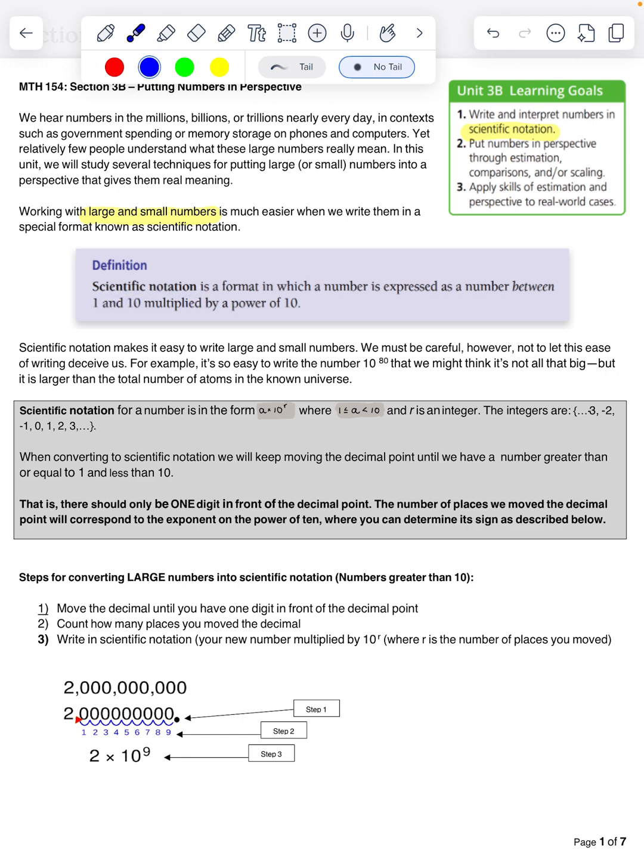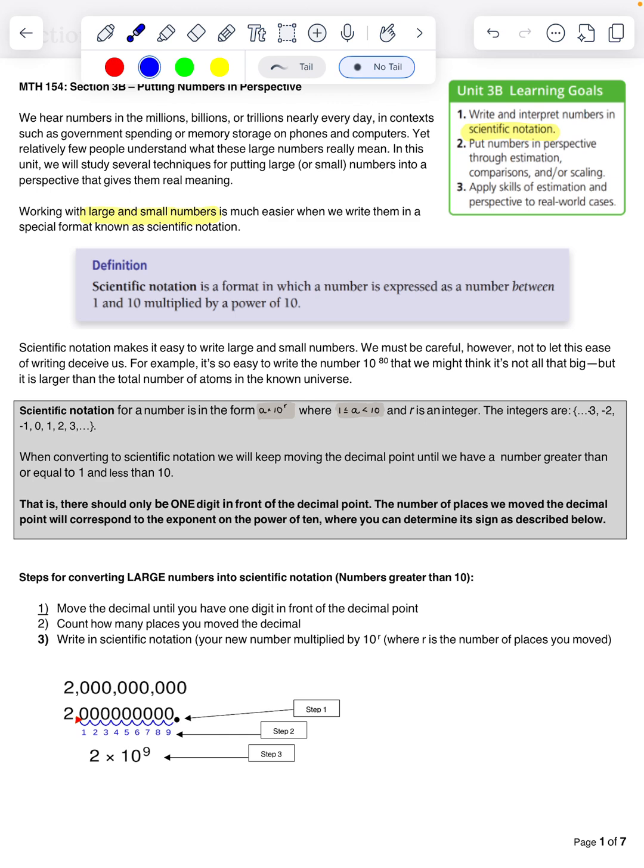You've probably seen scientific notation before, maybe it's been a while, but it's a format to express a number that is either very large or very small. We're going to express that number between 1 and 10 multiplied by a power of 10.